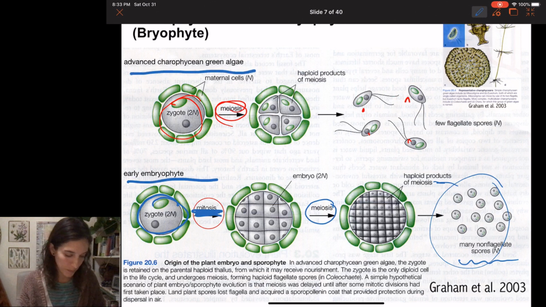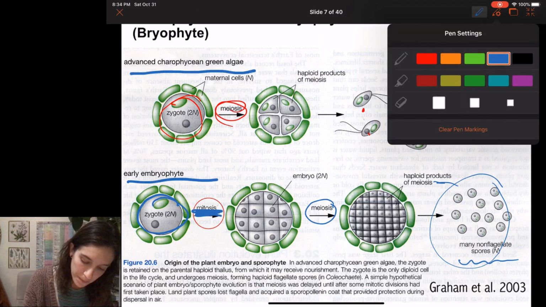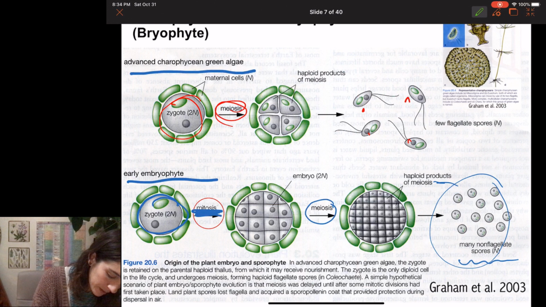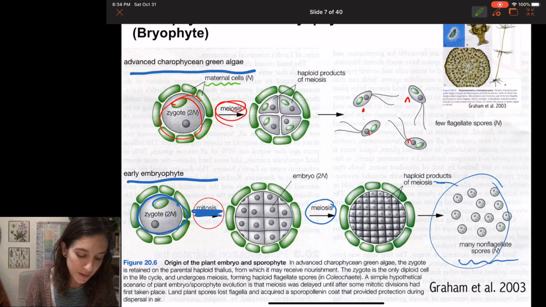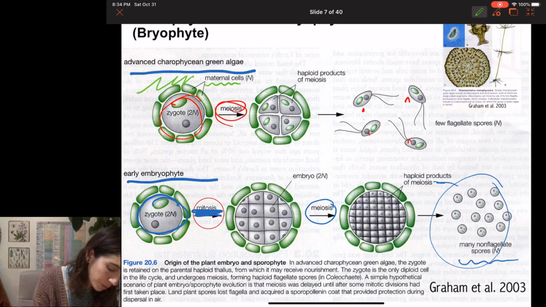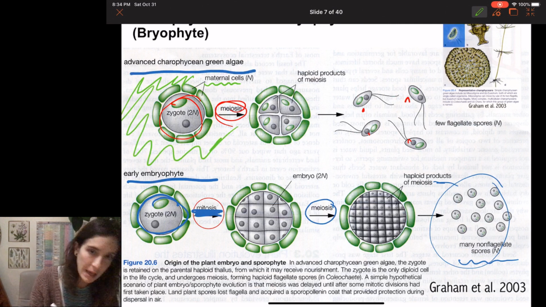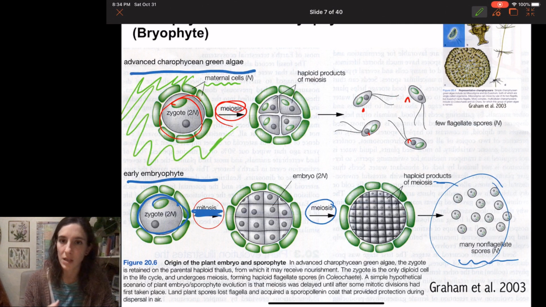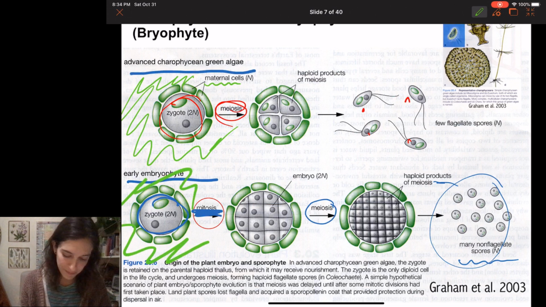Okay. Now, in both of these, notice the green cells here represent those maternal, as they call them, cells. These are from the gametophyte. So the zygote in both of these pictures, imagine it's embedded on a gametophyte, on some gametophyte tissue. Same thing here. Okay, that's what that green is.